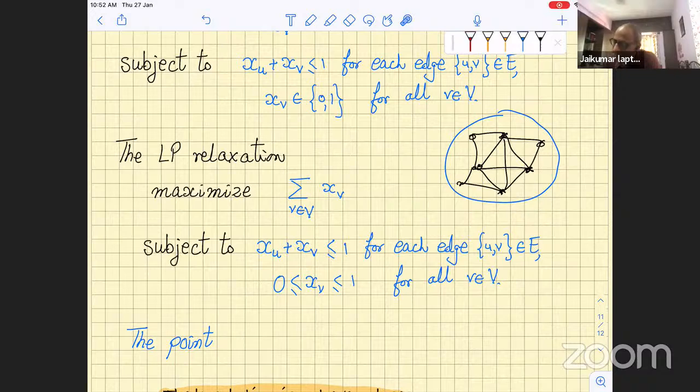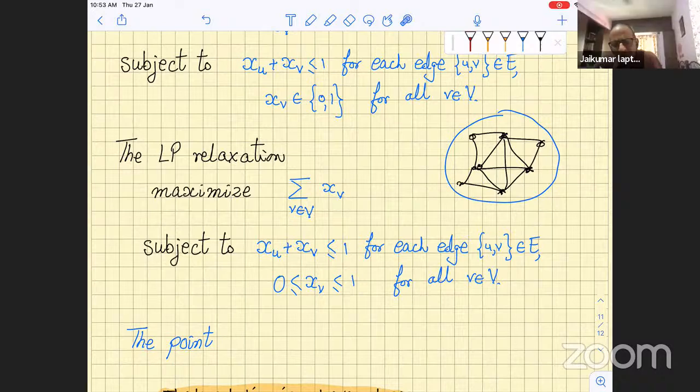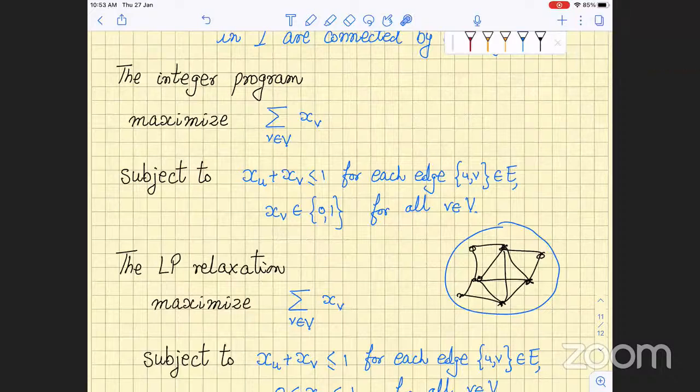So we assign x_v equals half for all the vertices, and it will be a feasible solution, and it gives an objective value for this linear program of n over 2. But suppose the graph was the complete graph. If the graph was a complete graph, what is the optimum integral solution for that problem? A singleton. It is 1.